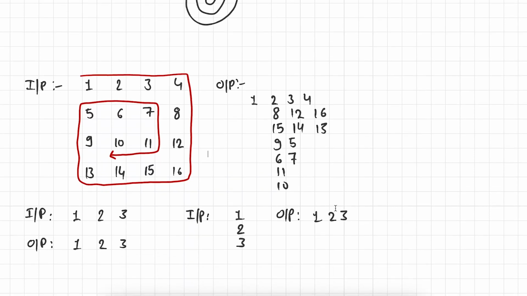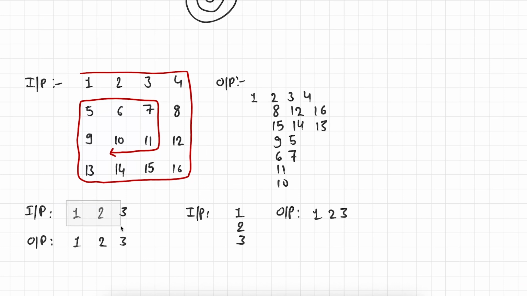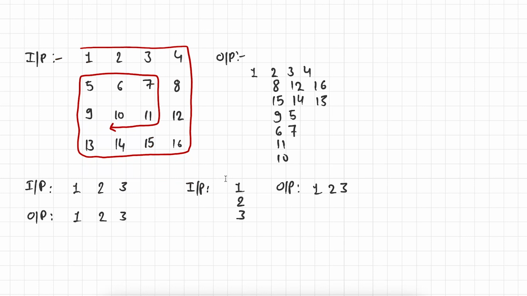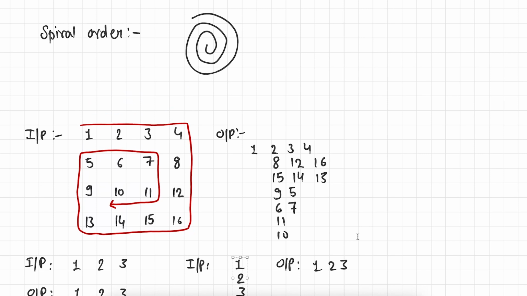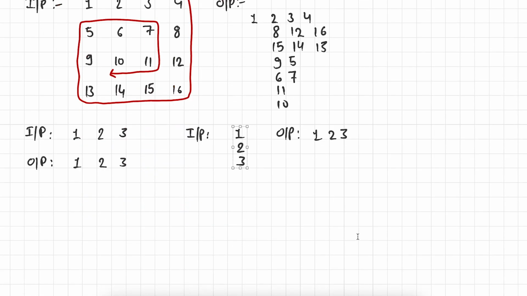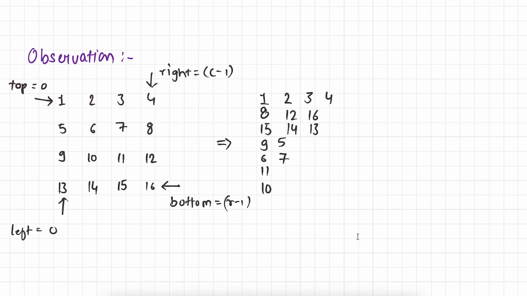Now let's see the next example. In this example, we have only 1 row and 3 columns. So in this case, we have to print all the elements one after another. Let's see the next example. In this example, we have only 1 column and 3 rows. In this case also, we have to just print all the elements. So by now, I hope you understood what it means by spiral order and how to traverse a matrix in spiral order and print all the values you encounter while traversing. With this, let's move to the next section of this video, where we understand what is actually happening here.